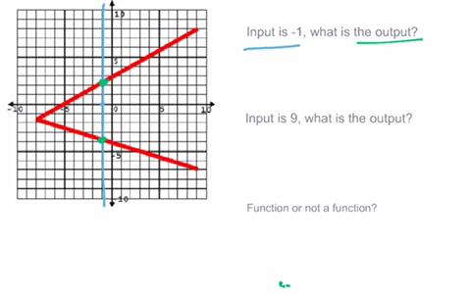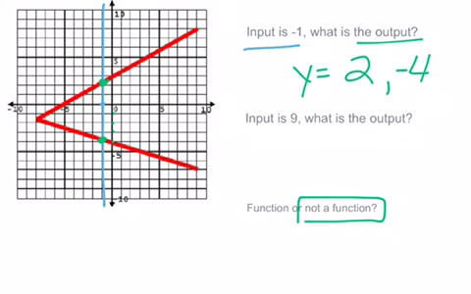So this first output would be about 2, y equals 2, or y equals 1, -1, -2, -3, -4. So there's two outputs there. Well, we know that if there's two outputs, then this is not a function. Two outputs for one input, because input of -1 has two different outputs.